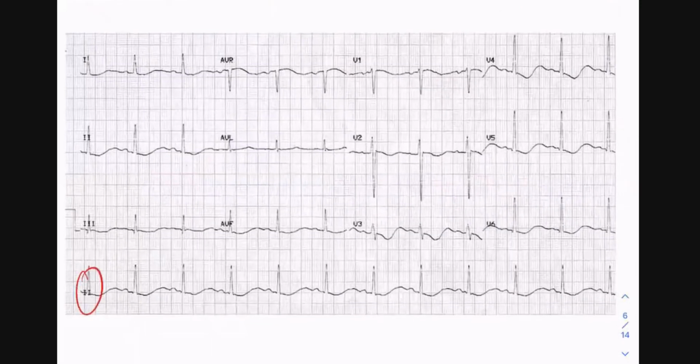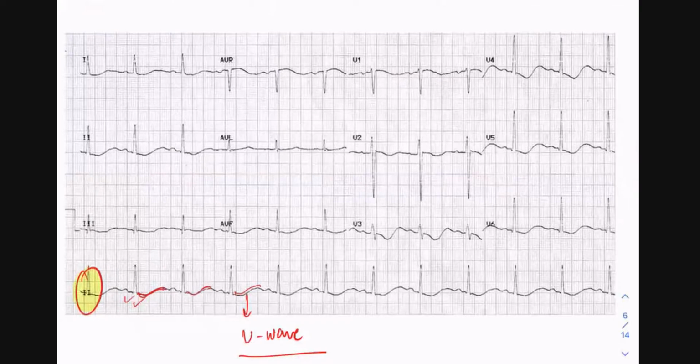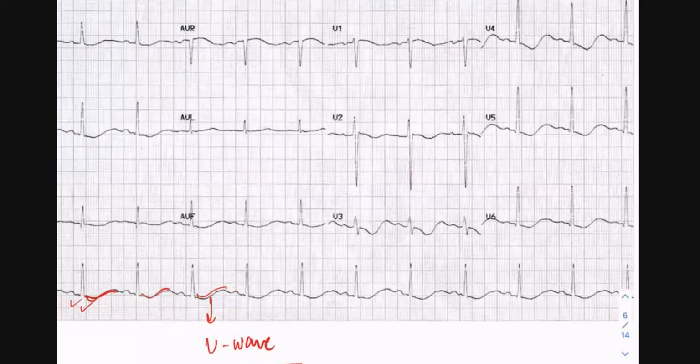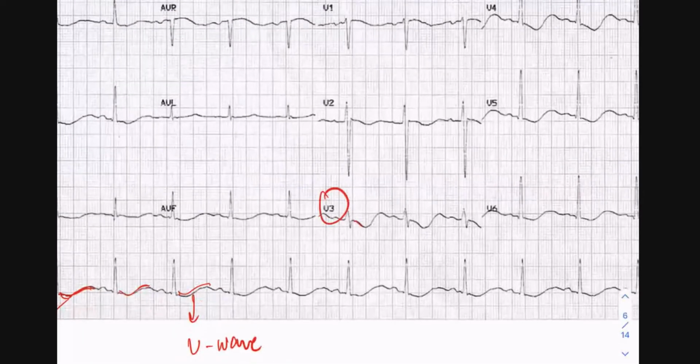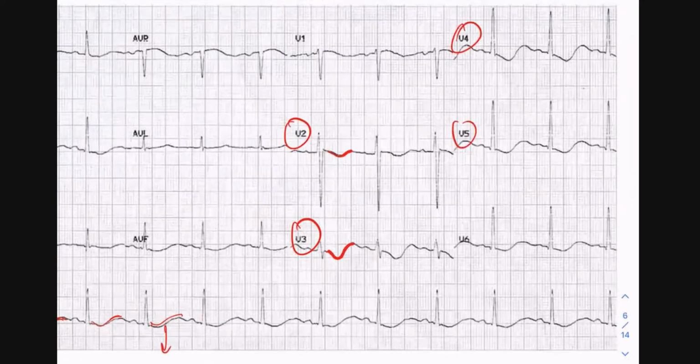So love that they give me the rhythm strip. Let's start with lead 2. So I have a P, I have a QRS, but it's this weird kind of sinusoidal wave, right? This is actually called a U wave. This is where your T wave looks more like a U, and it's very clearly seen in V3. You can see this clear U right here, right? Kind of in V2 a little bit, V4, V5 are also great to see this U.